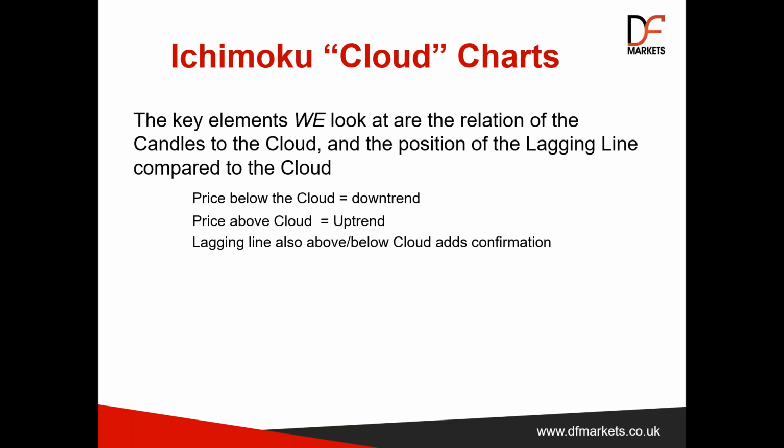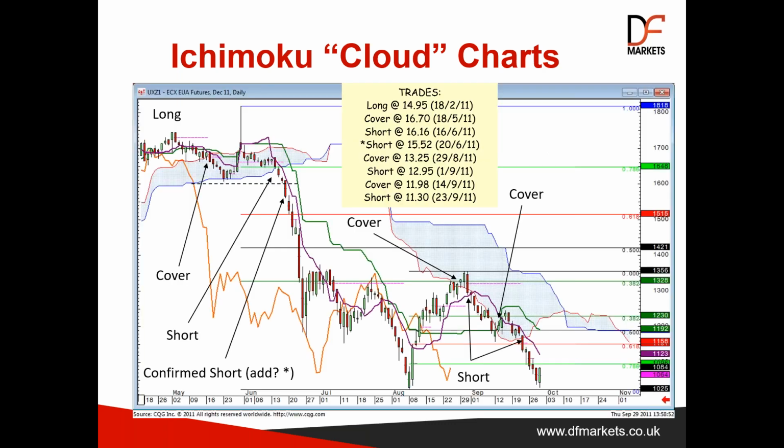So you are in a strong uptrend, if you like, if price is above the cloud and the lagging line is above the cloud. You're in a strong downtrend if price is below the cloud and the lagging line is below the cloud. So let's actually look at that idea on a chart.